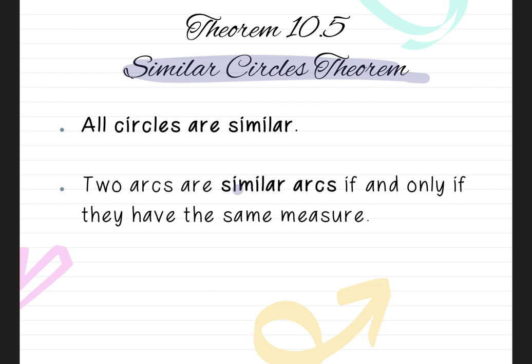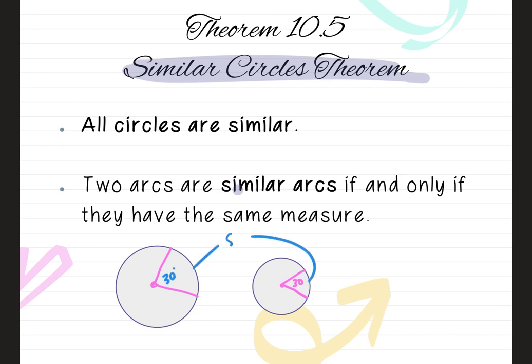And two arcs are similar arcs if and only if they have the same measure. This time they don't have to be the same size circle. So if this was 30 and this is 30, but they're not necessarily the same, they're not congruent circles. These arcs would be similar. Not congruent, but similar.